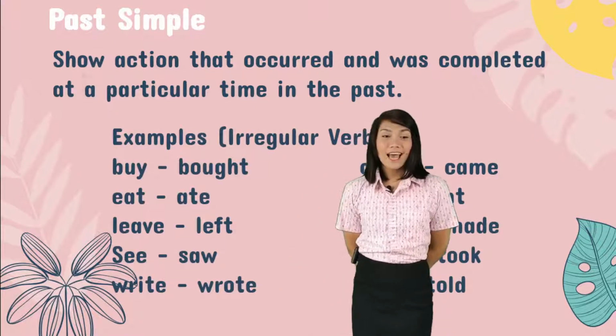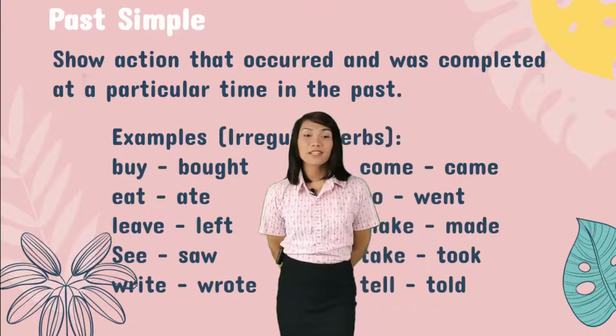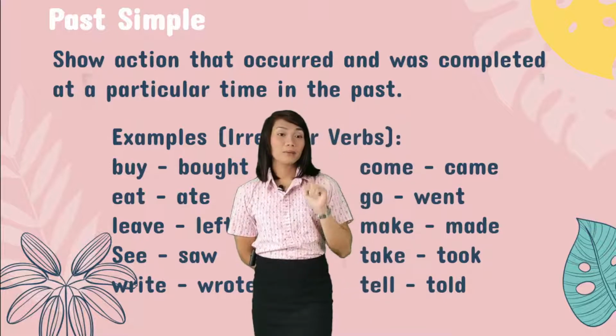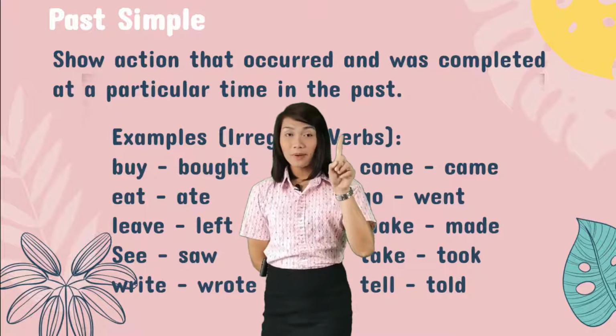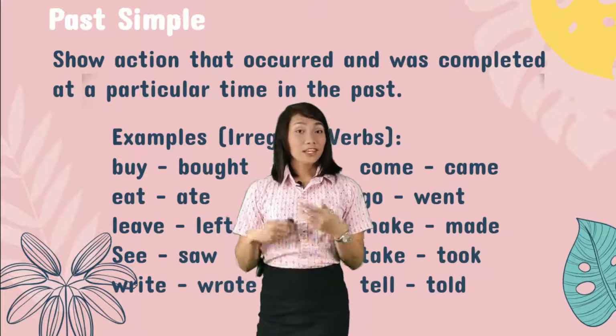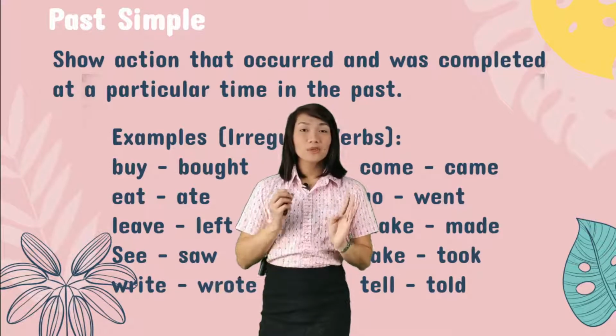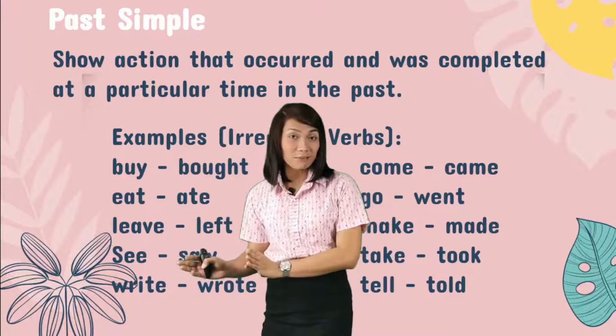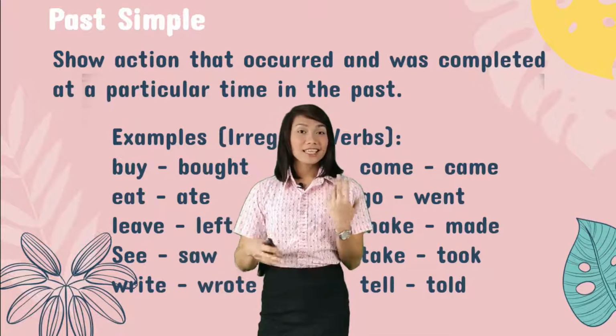Now, let's have some examples of irregular verbs. Now, we have 2 kinds of verbs when it comes to past form. We have regular verbs and we have irregular verbs. Now, what do we mean by regular verbs? Regular verbs are verbs to which we usually add ed at the end of the base form, okay? That is a regular verb.